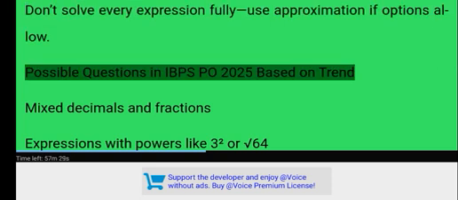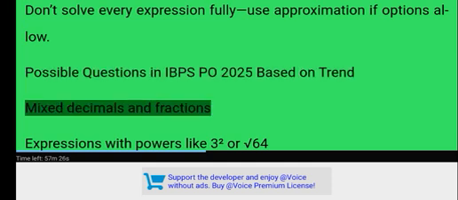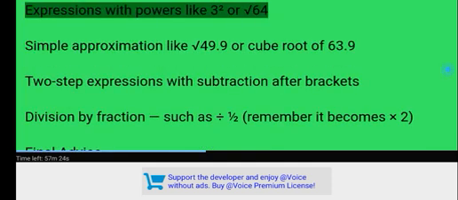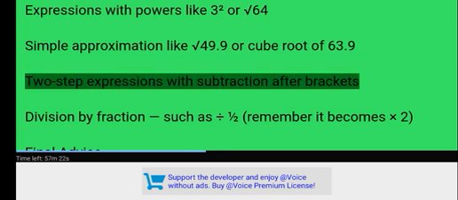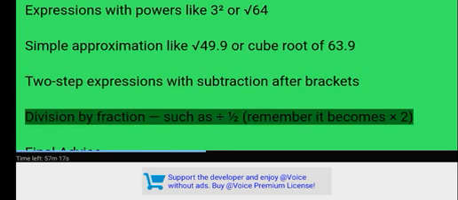Possible questions in IBPS PO 2025 based on trend. Mixed decimals and fractions. Expressions with powers like 3 squared or square root 64. Simple approximation like square root 49.9 or cube root of 63.9. Two-step expressions with subtraction after brackets. Division by a fraction, such as divided by 1/2: remember it becomes times 2.